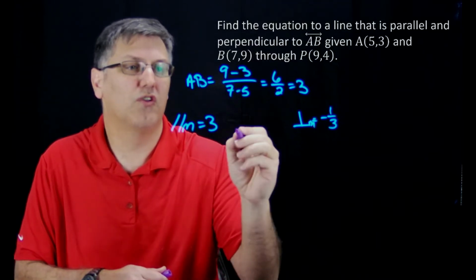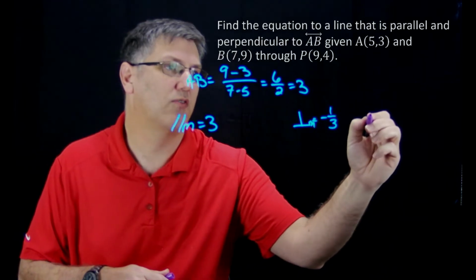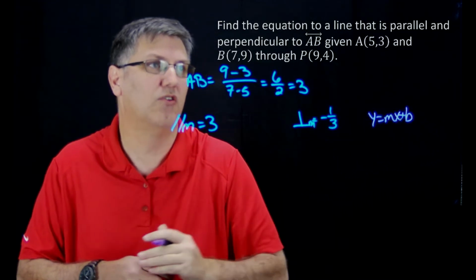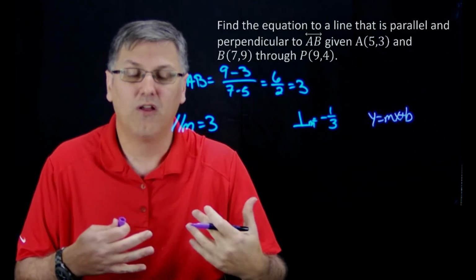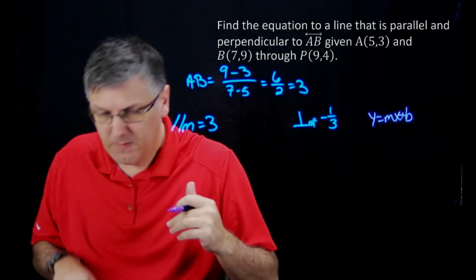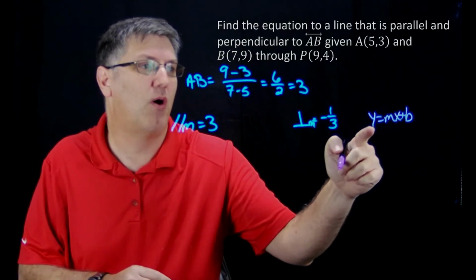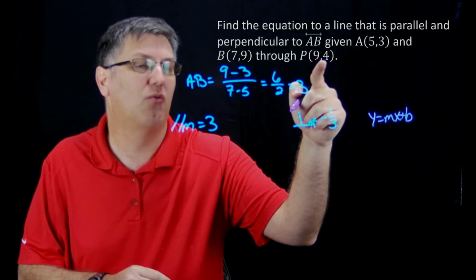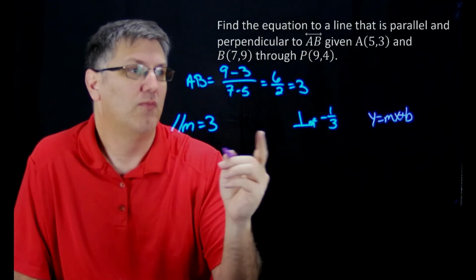Okay, so now let's find the equation. I'm going to use the equation y equals mx plus b. I'm going to solve for b, and then rewrite the equation once I'm done. If we look at this equation, I need an x, a y, and an m. Conveniently, in point P I have an x and a y, and I have an m right here, so I just plug everything in.